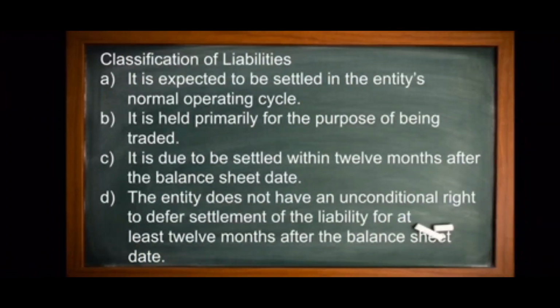Classification of liabilities. It is expected to be settled in the entity's normal operating cycle. So normally, current liabilities or yung mga short-term financial obligations that are due within 1 year or within a normal operating cycle, and dito napapasok yung cash conversion cycle, like converting its investment in inventory and other resources into cash flows from sales. It is held primarily for the purpose of being traded. It is due to be settled within 12 months after the balance sheet date.